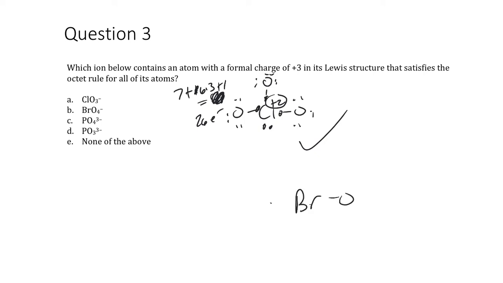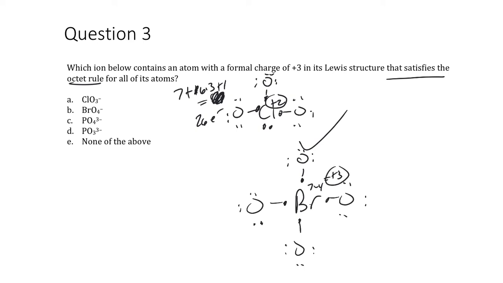BrO4 minus. We're not making double bonds here because we are not expanding past the octet rule, based on the statement that it satisfies the octet rule for all atoms. So we can't expand our octets for these Lewis structures based on what's told to us in the question. So bromine should have 7 electrons surrounding it, only has 4. 7 minus 4 is plus 3. And so BrO4 minus looks like it's probably the answer to the question. But let's rule out the others.